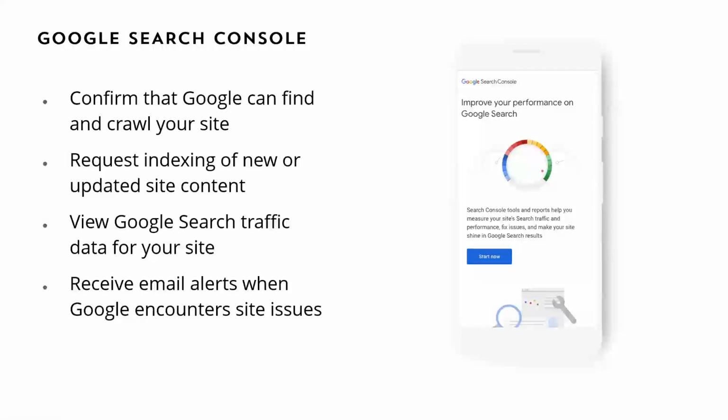Showing Google search traffic data for your site. For example, how often your site appears in Google search, which search queries show your site, and how often searchers click through those queries. Allowing you to sign up for alerts if Google encounters issues on your site. Super helpful tool. That way you get an automatic reply if something is not working on your site. Also helping you troubleshoot issues for mobile usability.